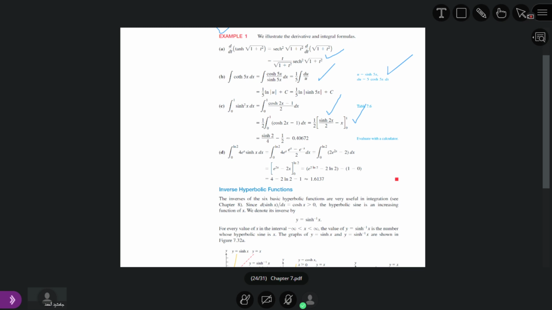So whenever we put it in, it is equal to sinh 2 divided by 4 minus 1 by 2, minus, whenever we put the lower limit, it will make 0. So that is why we have here sinh 2 divided by 4 minus 1 by 2. Thus we get the following answer. If you leave it here, it is sufficient.